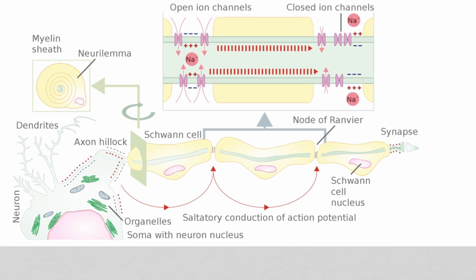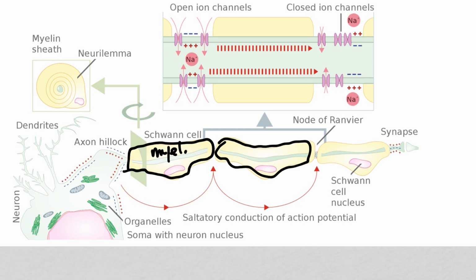Each one of these Schwann cells, if we were in the PNS, constitutes one segment of myelin. So this area would be myelinated, and this cell also myelinated, but you see we leave tiny gaps in between. Those gaps are called nodes, specifically nodes of Ranvier, just after the guy that discovered them.